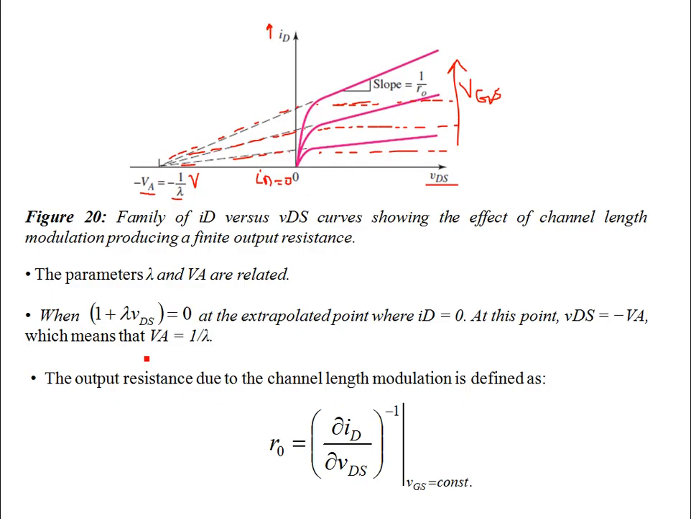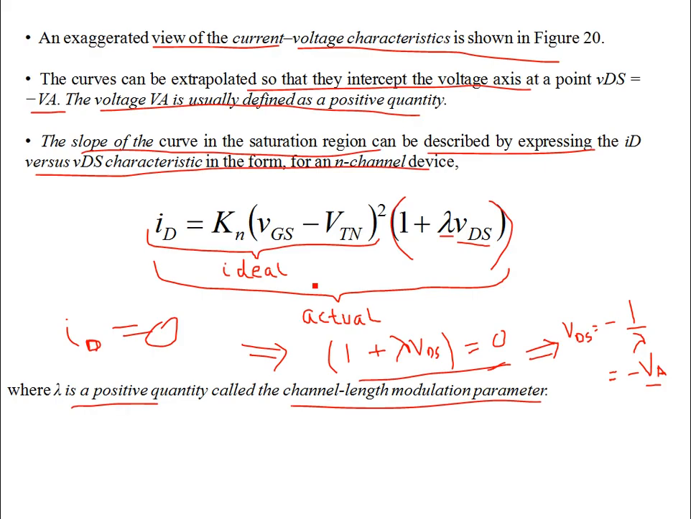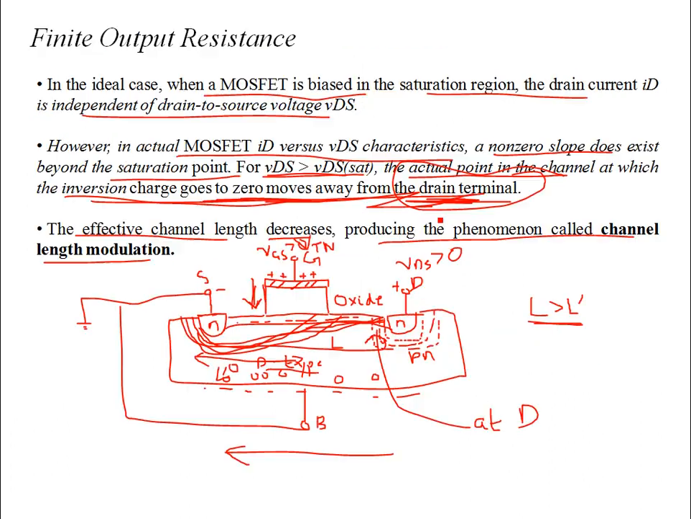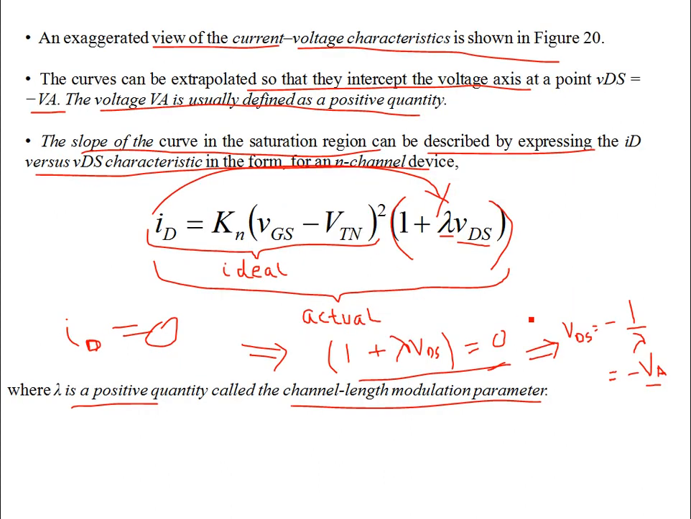Okay, so the parameters lambda and VA are related. You see, your current now depends on this parameter lambda, because the length is not the ideal length we are considering from drain to source. It's less than the actual MOSFET. The point has moved away from the drain terminal, and due to that, the channel length has been modulated. So this current is basically depending on this parameter. So this is the actual relationship.